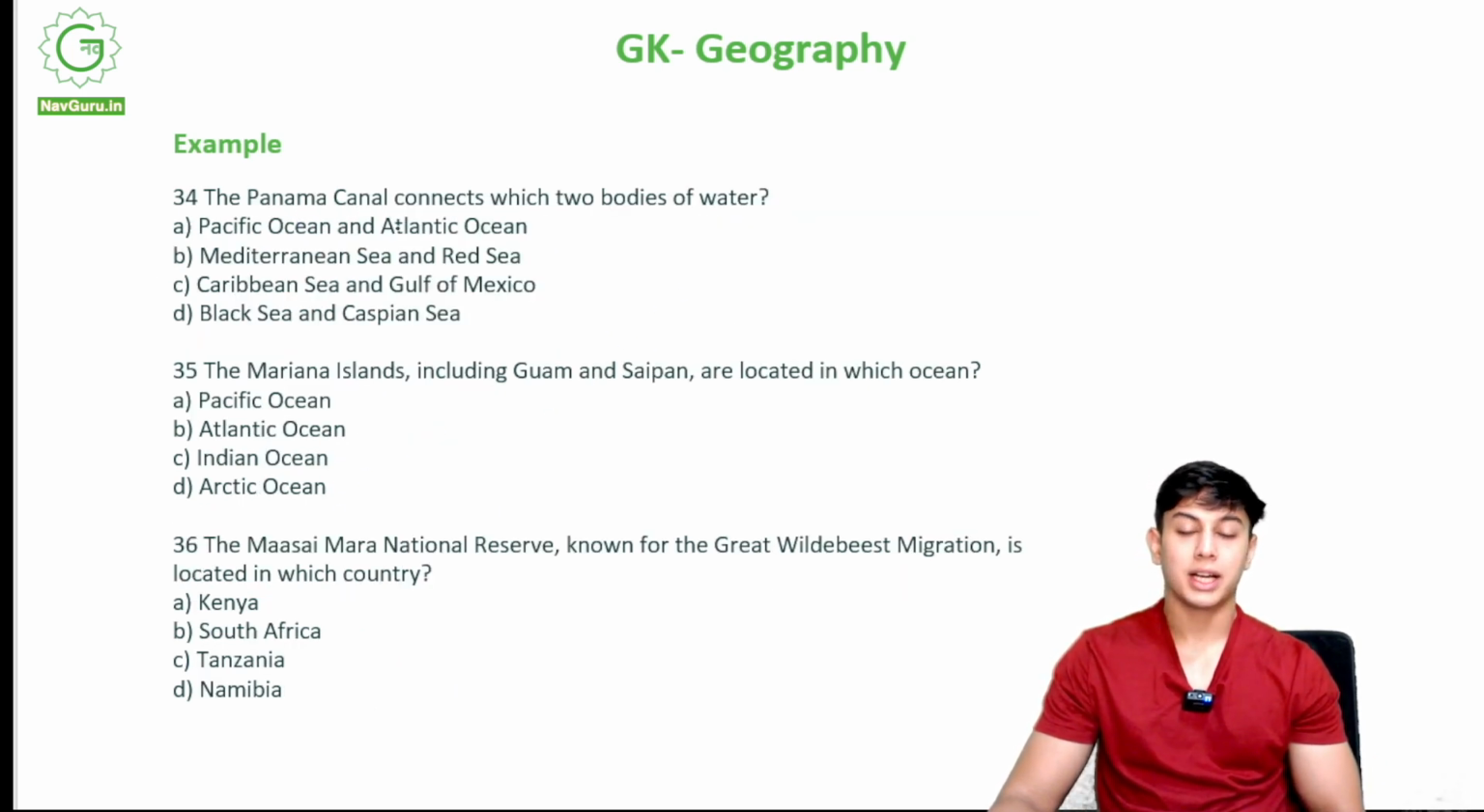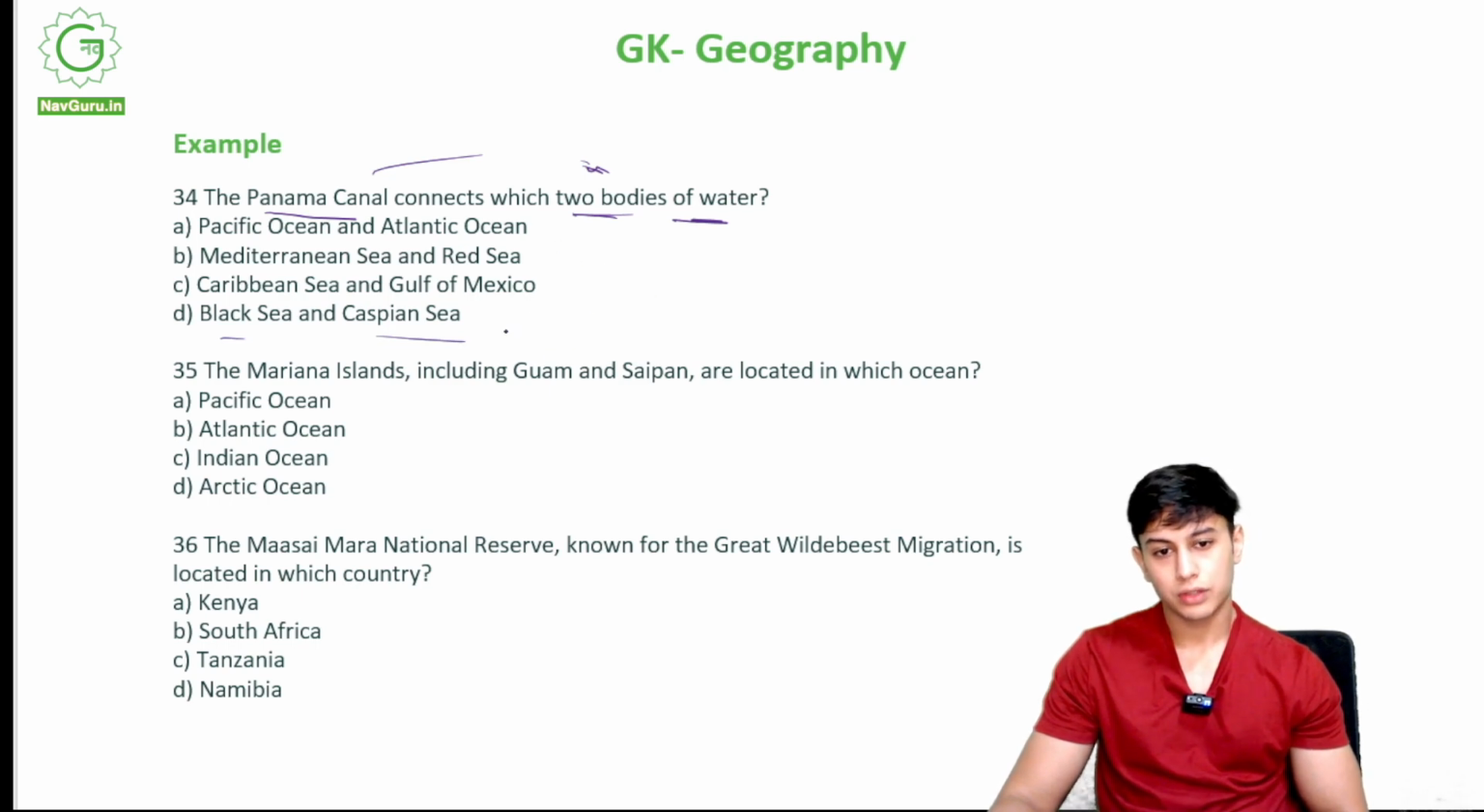The Panama Canal, we have studied about the Panama Canal, connects which two bodies of water? Canals connect two bodies of water. Is it the Pacific Ocean and the Atlantic Ocean? Is it the Mediterranean Sea and the Red Sea? Is it the Caribbean Sea and the Gulf of Mexico? Or is it the Black Sea and the Caspian Sea? It is A, Pacific Ocean and Atlantic Ocean.